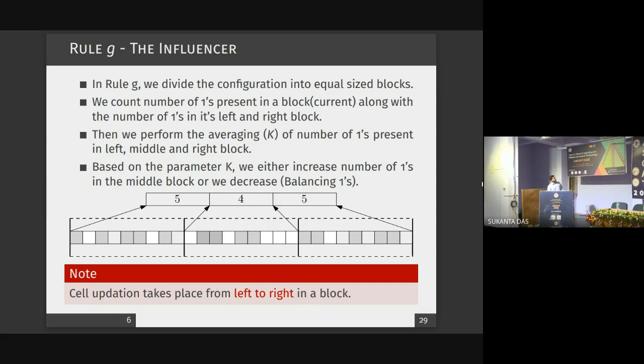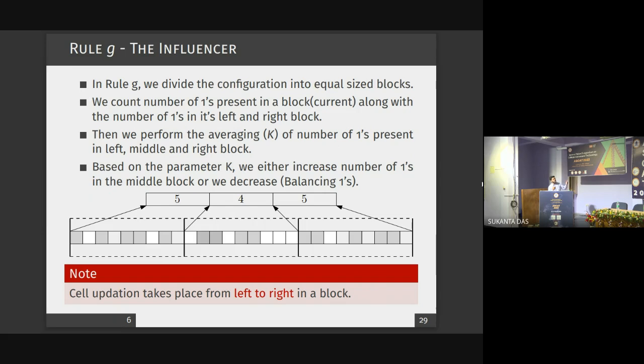In rule G, we divide the whole cell configuration into equal-sized blocks. Then we count the number of ones present in each of the blocks. Along with that, the left block and right block are also used for calculating the number of ones, and I perform an averaging function. The main motive behind this averaging function is to balance the number of ones present in that particular block.